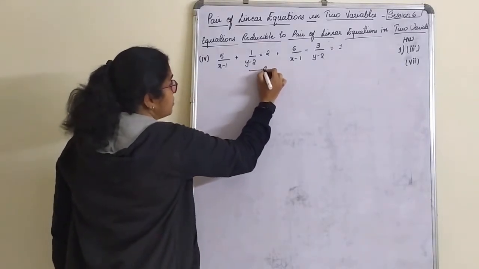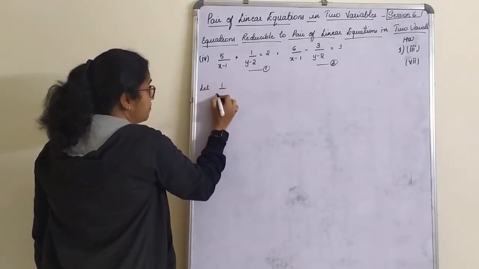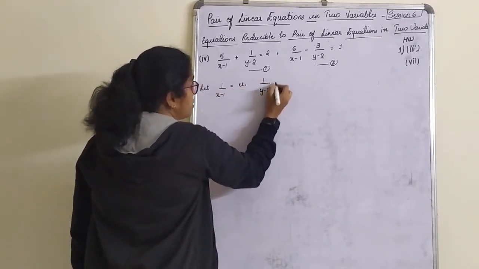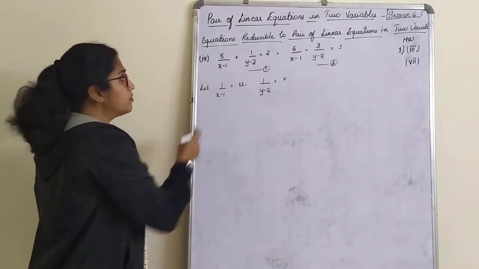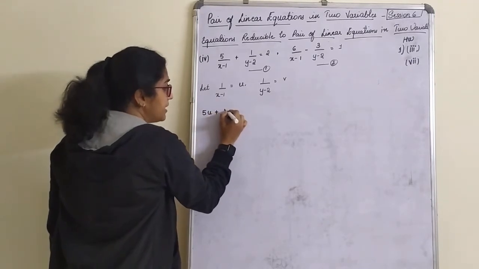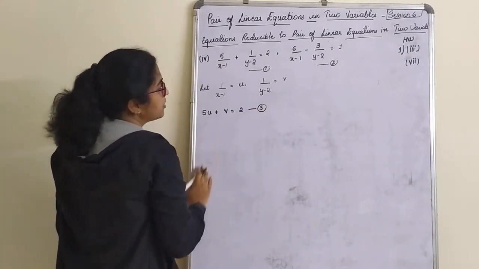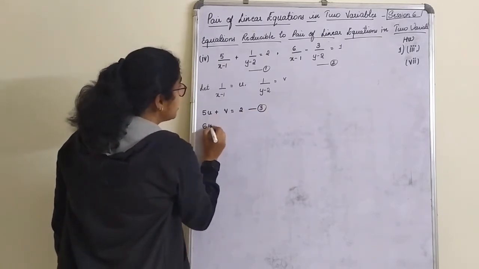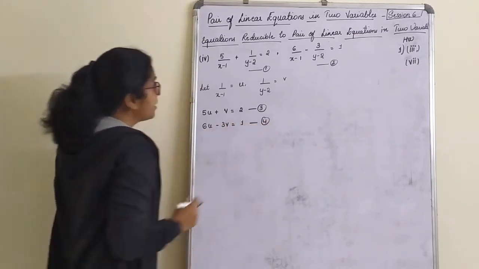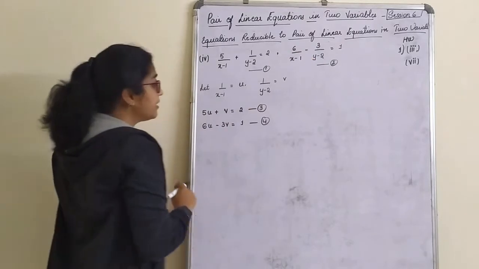So this is your equation 1 and this is your equation 2. Let 1 upon x minus 1 is equal to u and 1 upon y minus 2 is equal to v. Now we know what to do. Directly we get it here. So this is 5u plus v is equal to 2, equation 3. And I'll write the next equation here only. The next equation is 6u minus 3v is equal to 1, equation 4. Correct? 5u plus v is equal to 2. 6u minus 3v is equal to 1.